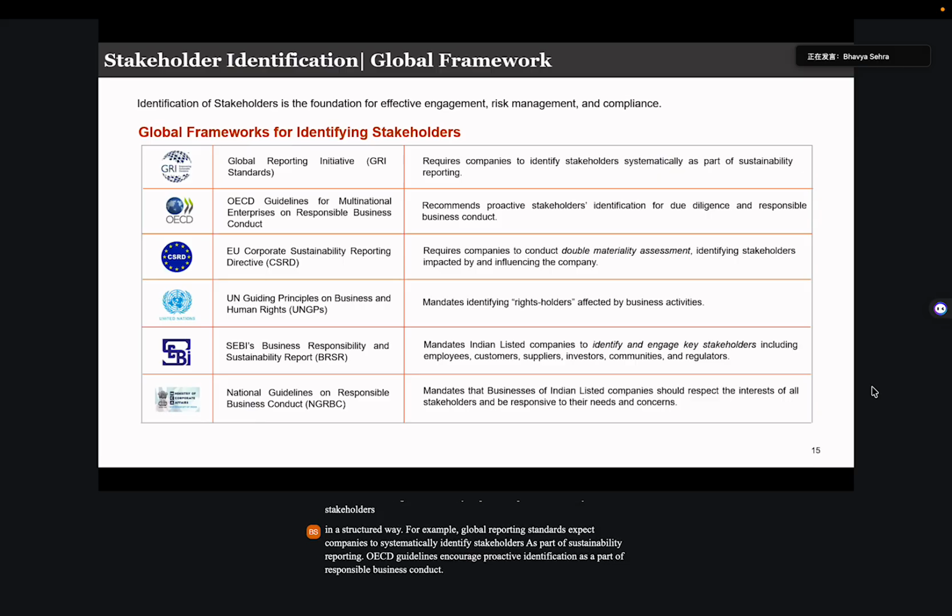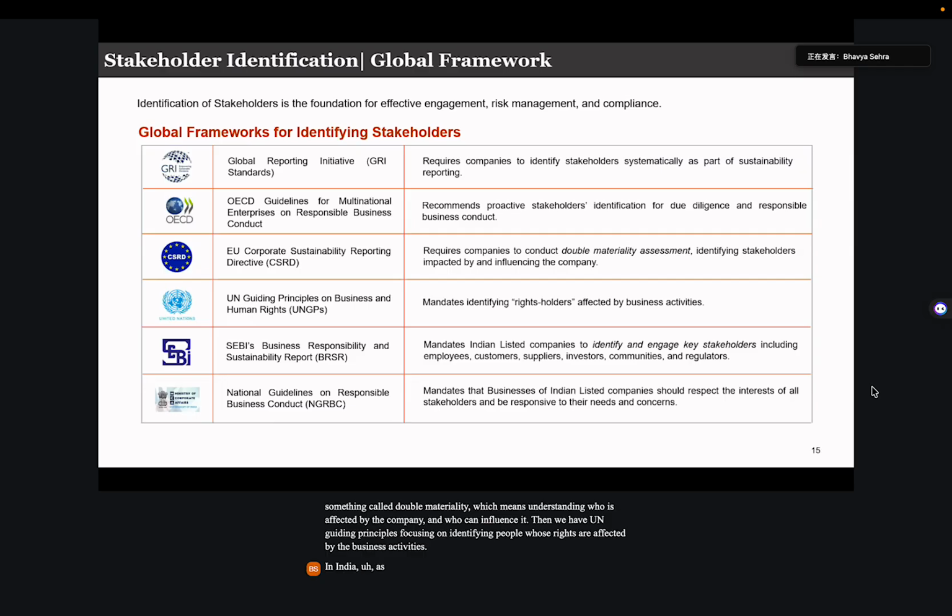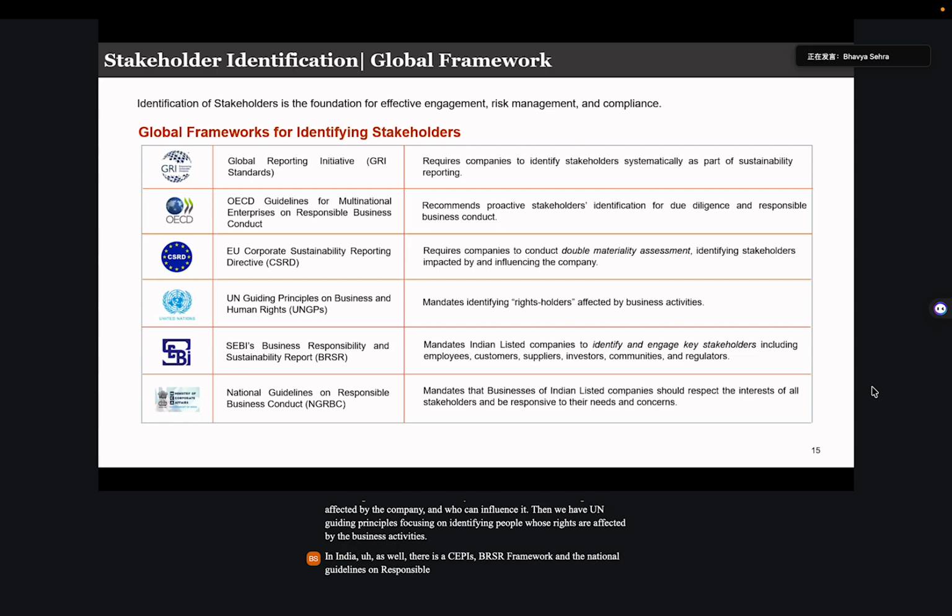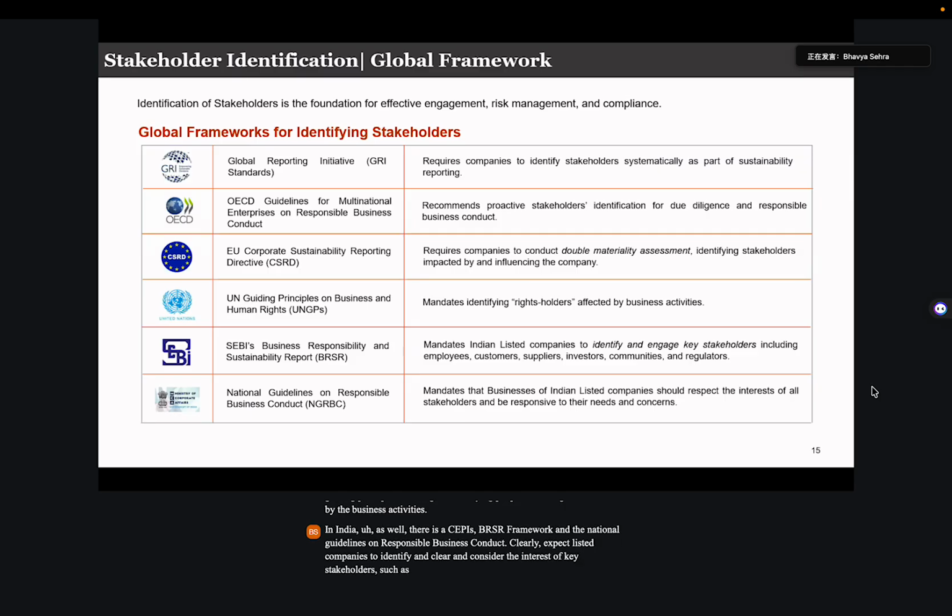Then in Europe, the Corporate Sustainability Reporting Directive requires companies to identify stakeholders through something called double materiality, which means understanding who is affected by the company and who can influence it. Then we have the UN Guiding Principles focusing on identifying people whose rights are affected by business activities. In India as well, SEBI's BRSR framework and the national guidelines on responsible business conduct clearly expect listed companies to identify and consider the interests of key stakeholders such as employees, customers, suppliers, investors, and regulators.